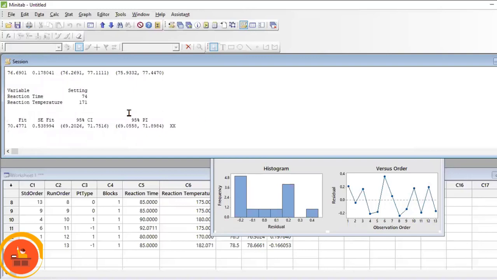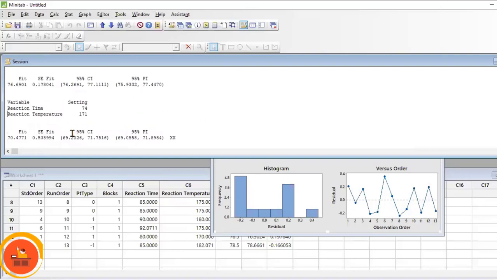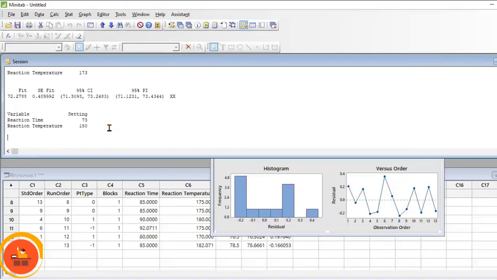So this confidence interval is more important. When we are considering 95%, whether this 95% confidence level is being achieved or not, that is important. So here in this case, 69% is very low, 71% is also very low. Like that, we have to check it.